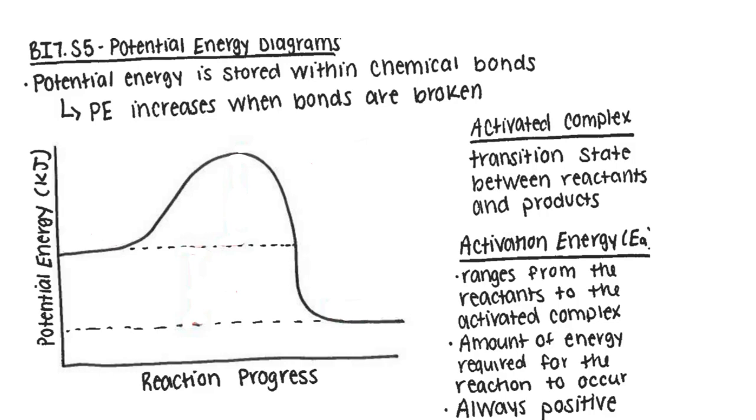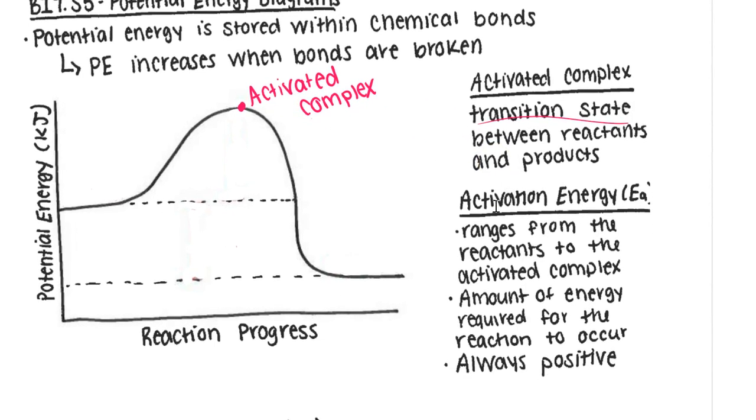So you need to be able to label potential energy diagrams, and there's a few points that you need to know. The activated complex is always going to be the tallest portion of your curve. The activated complex is kind of like a transition state between reactants and products. This is going to be high energy, it's going to be unstable. This is that state where we're transitioning from our reactants to our products.